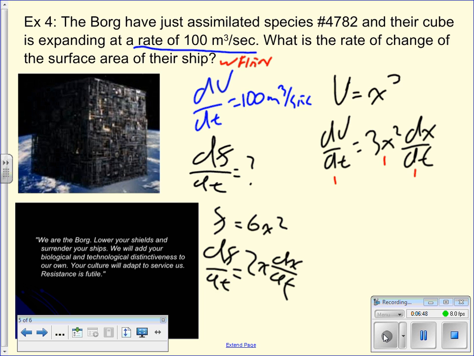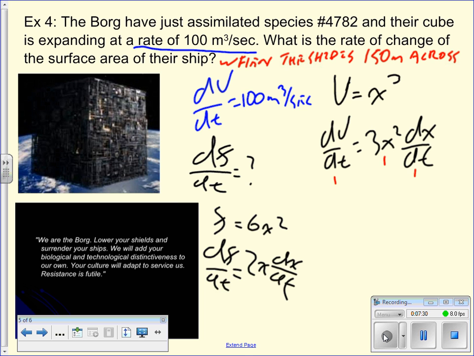So when the ship is 150 meters across, which is not very big, it's a little baby Borg ship. You wouldn't have a lot of Borg on a Borg ship that's only 150 meters across on one edge. That's a little more than a football field and a half. It's not very big, not for a Borg ship. Yes, I am a nerd.